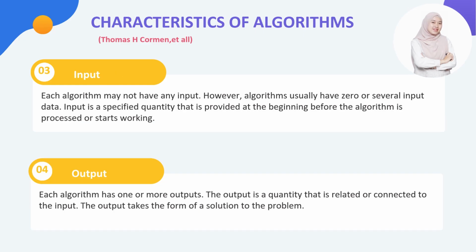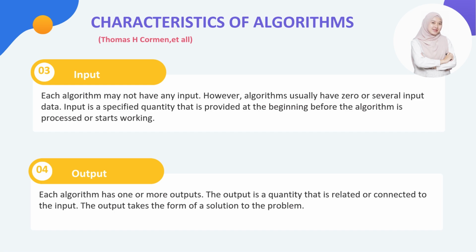An algorithm may have 0, 1, or many inputs. Inputs are values or information that are given before the algorithm begins processing. For example, to calculate the area of a triangle, we need two inputs, base and height. Some algorithms, however, don't require input at all, for example, printing a fixed message.